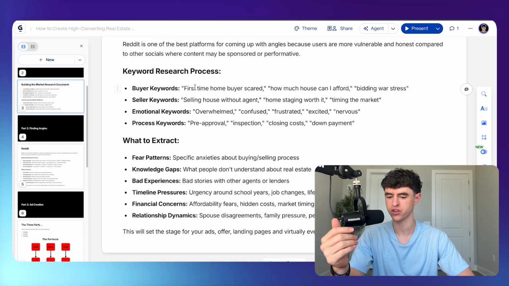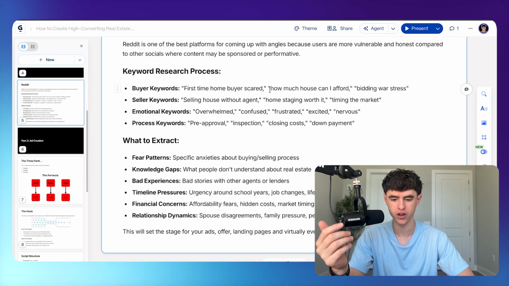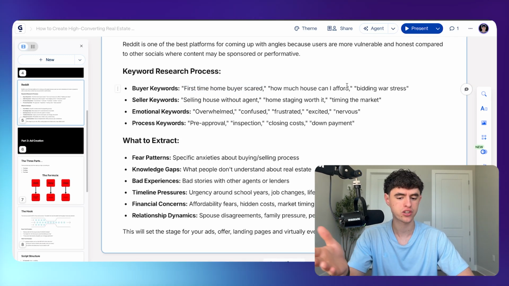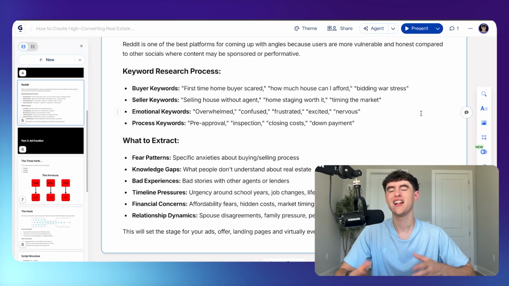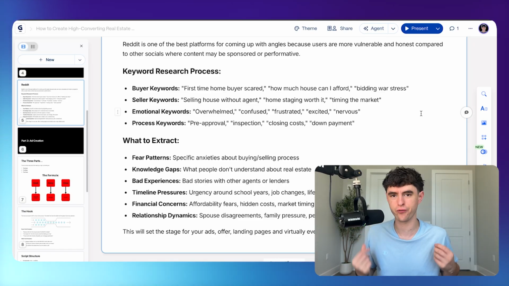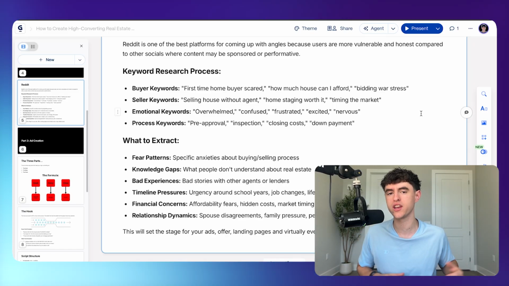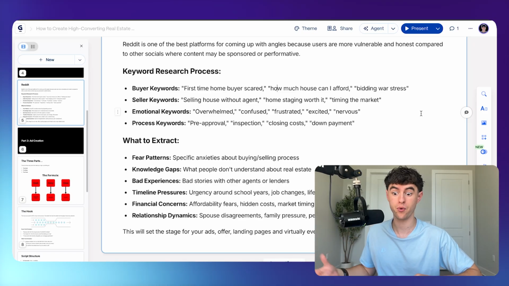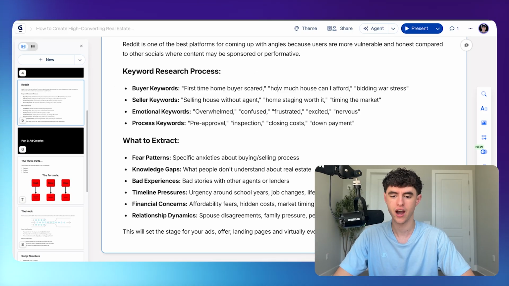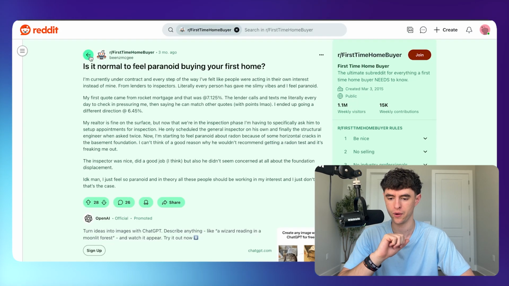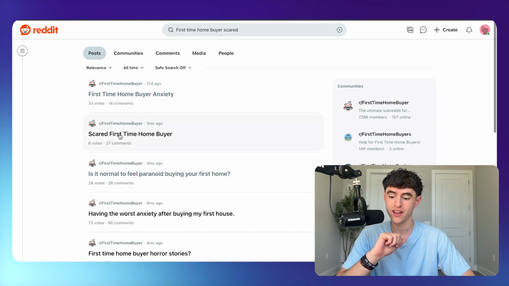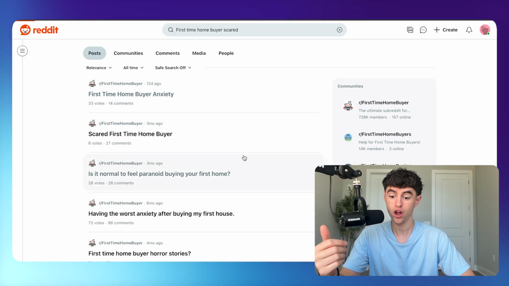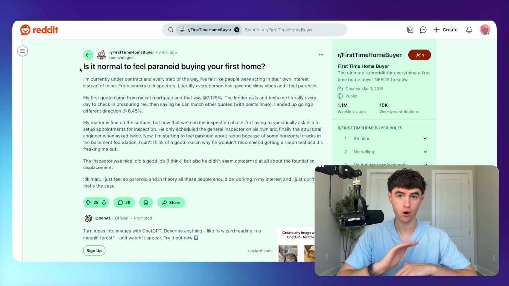So for buyers, like first-time home buyer scared is good. How much house can I afford? Bidding war stress, things that are general. It's not full-on sentences, but keywords that are relevant to pain points in your market. So I actually pulled up something, I went back, first-time home buyer scared. I looked at a couple of different articles. The third one I found is a perfect example.